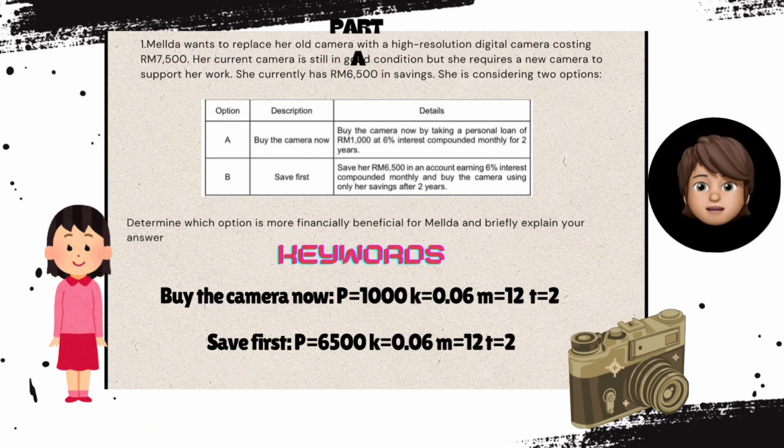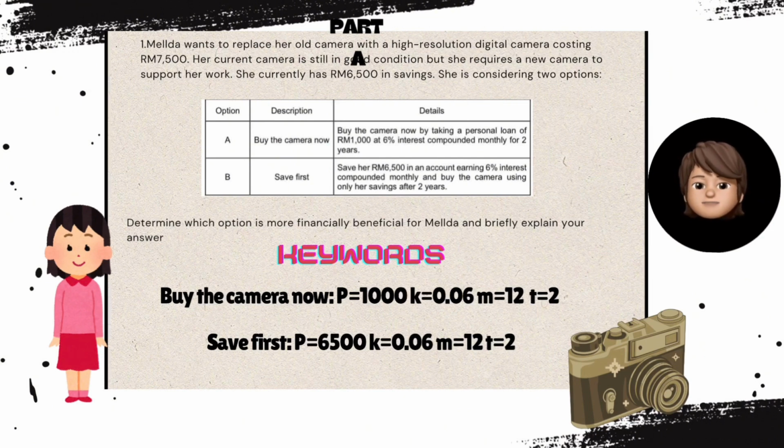Option A. Buy the camera now by taking a personal loan of 1,000 at 6% interest compounded monthly for 2 years. Option B. Save first. Save her 6,500 ringgit in an account earning 6% interest compounded monthly and buy the camera using only her savings after 2 years. Determine which option is more financially beneficial for Melda and briefly explain your answer.